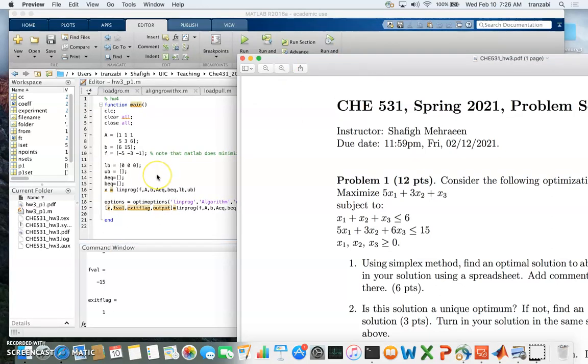Okay, so I hope this is useful. This is basically related to one of the homework problems that is due this week. All right.